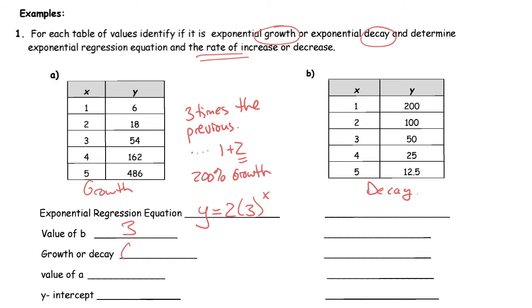So this is definitely growth because the base of that power is larger than 1. Our A value was 2. And remember back to the properties or characteristics of the graph, that means that the y-intercept of that graph is also going to be 2. Now let's take a look at this next problem. We can already see that it's decay. Now let's go to the calculator and plug in those values and see what we get for that regression equation.